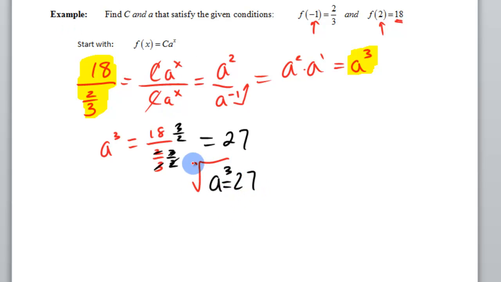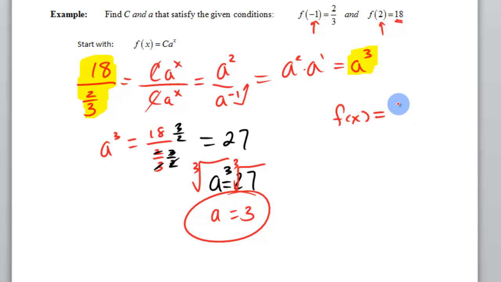Cube root both sides to get rid of the cube. That means a is 3. So my base is 3. So far I have f of x equals 3 to the x, but I have that c out front, c times 3 to the x. I need to find out the c still.